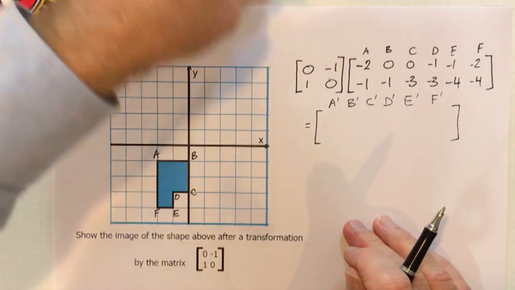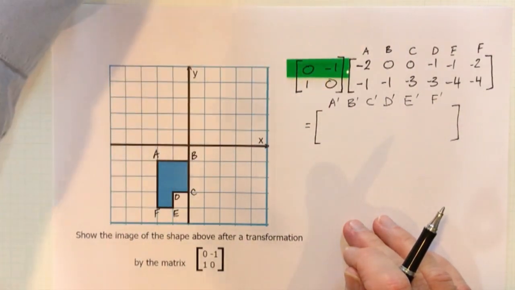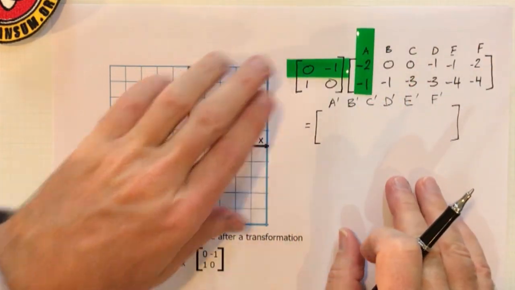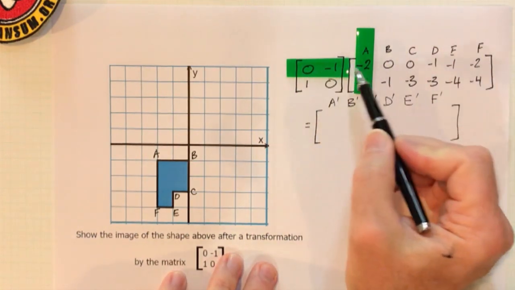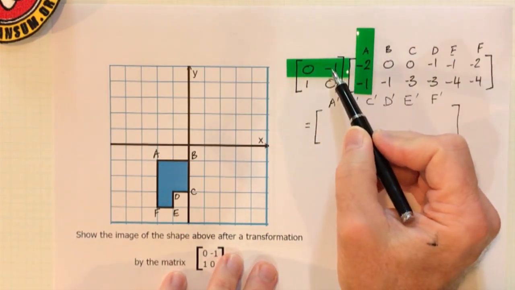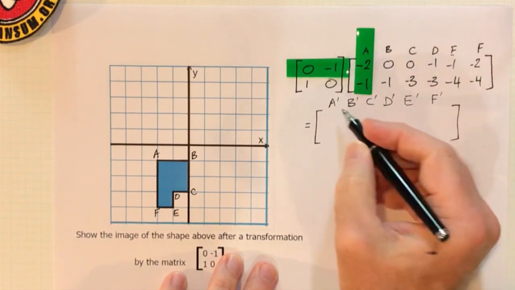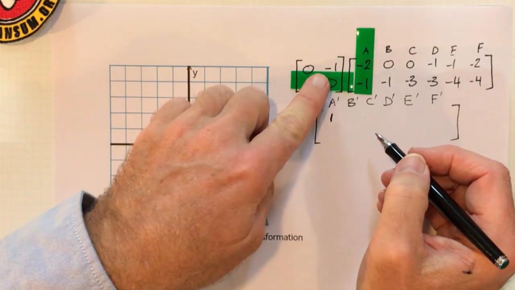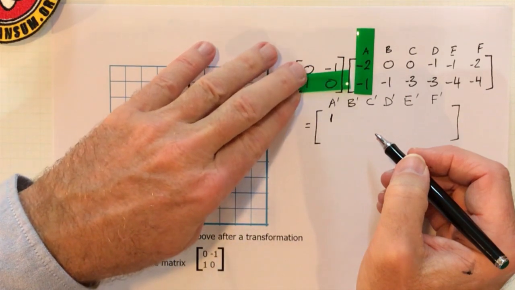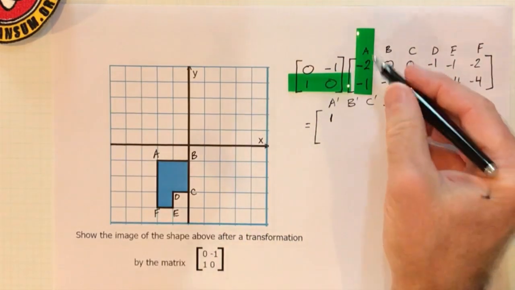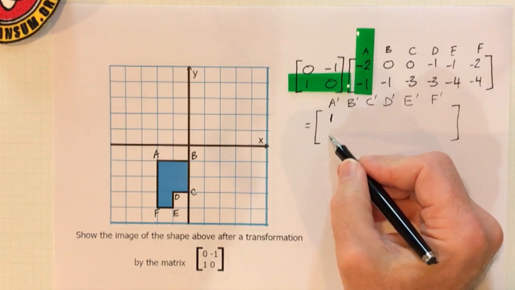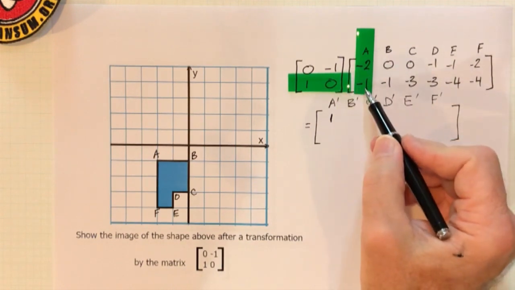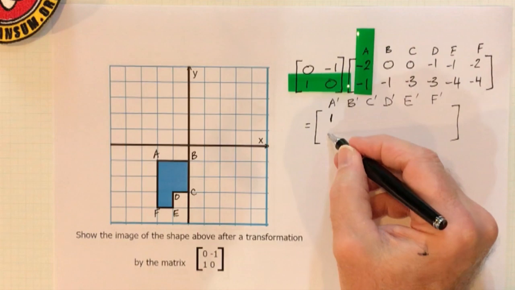So let's see. The way I like to think about this is we're going to multiply the top row of the first matrix by the first column of the second matrix. 0 lots of -2 is nothing, and then -1 times -1 is +1. So the first number there is a 1. And then I'm going to multiply the second row, this will stay still, by the first column to get the y value down here. So 1 times -2 is -2, and then a 0 coming from this multiplication here. So that's -2.